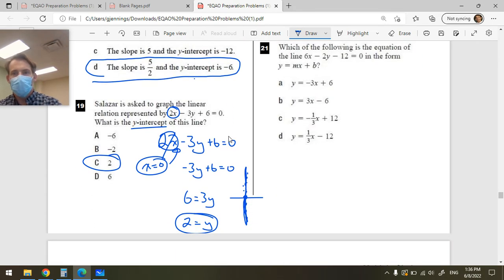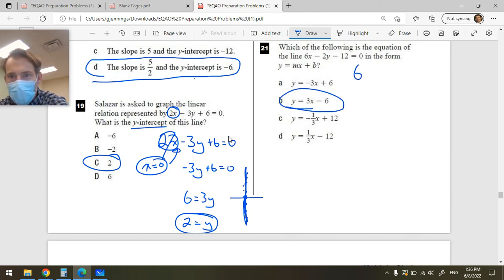Now, which of the following is an equation of the line 6x minus 2y minus 12 is equal to 0 in the form y is equal to mx plus b? You can also work backwards from your answers. So I know that this will have a slope of 3. So, it's this one here. It's got to be that one. Why do I know that?